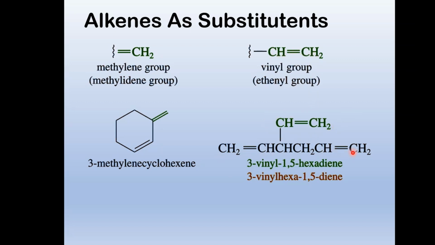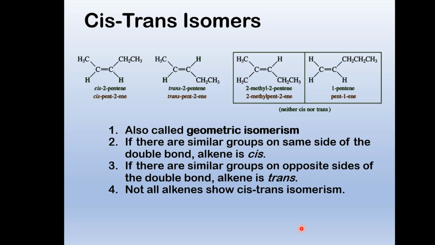So this becomes 1, 2, 3, 4. Probably don't want to go in that direction. 1, 2, 3. Want to go in that direction. 3-vinyl 1,4-hexadiene. IUPAC would be 3-vinyl hexa-1,5-diene. Cis-trans isomers. So you've been exposed to this already.